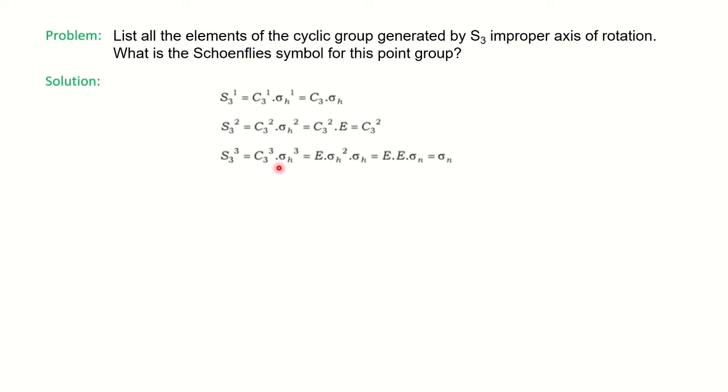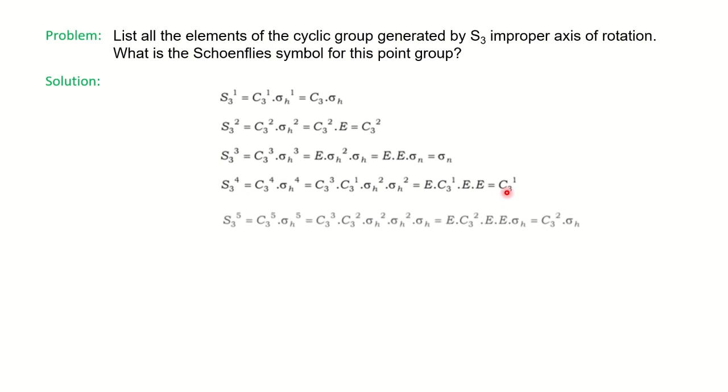S3^3 you can write like this, and you can write here C3^3 is identity, and sigma h^3 is sigma h, so you are ending up with sigma h. Similarly you can solve further. You can write S3^4 as C3^3 into C3^1. C3^3 will be identity into C3^1, sigma h^4 is identity, so you are ending up with C3^1.